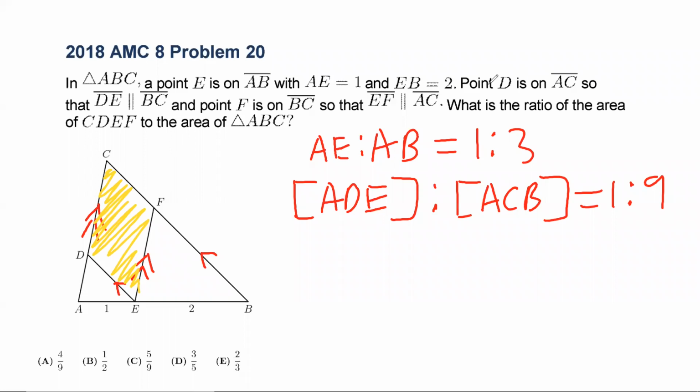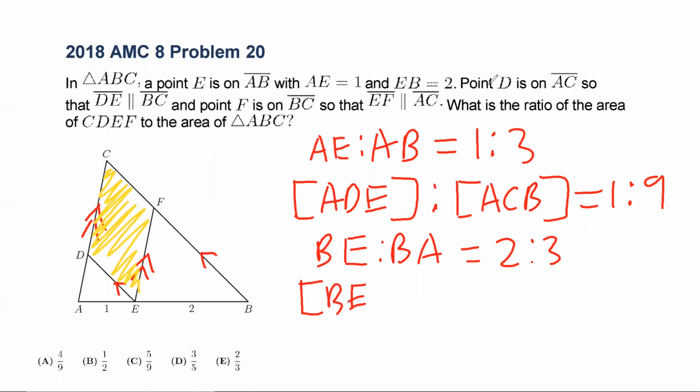Because you know that BE to BA is equal to 2 to 3, then the area of triangle BEF to the area of triangle BAC is equal to 2 to 3 squared, which is 4 to 9.